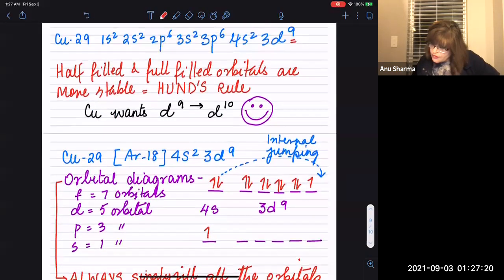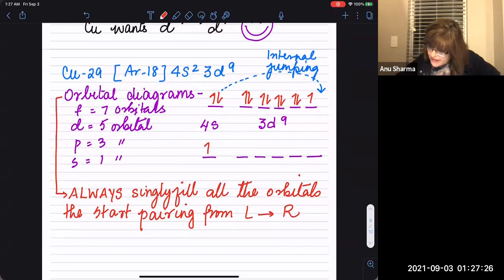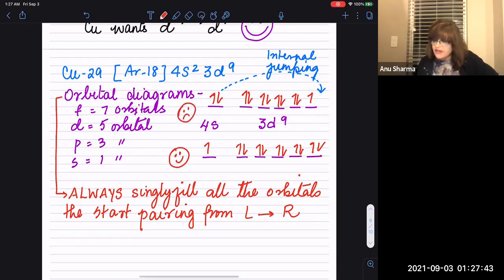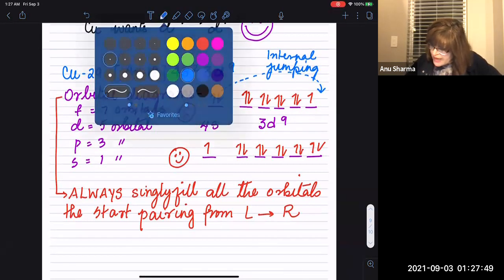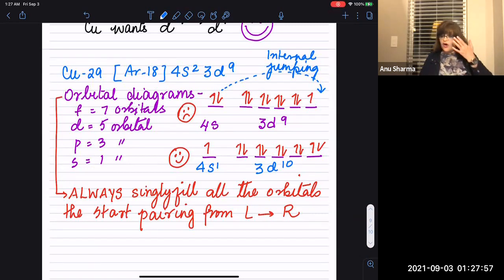Did I write this down? Full-filled and half-filled orbitals are more stable. Okay, so half-filled 4s, and then fully filled 3d. And see how I'm doing this. I'm first singly occupying them, and then I'm pairing them. So all of them now are paired, and they are very happy. Okay, and here they are not happy. So this internal jumping makes them more stable. So this is 4s1 now, but this is 3d10.